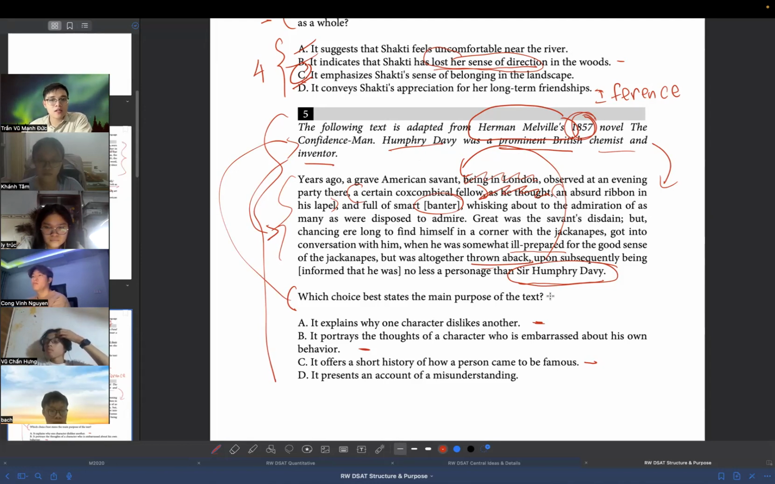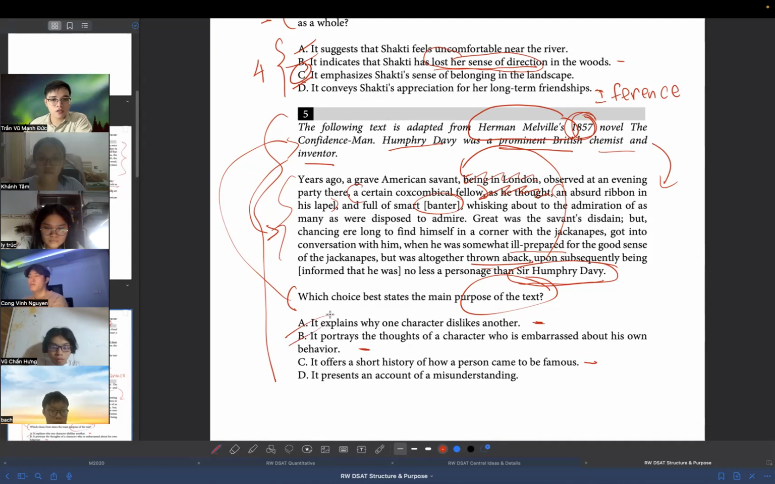A, the purpose of the text is not to explain why one character dislikes another, because this is talking about why the character is surprised. A is wrong. Next is B, it portrays the thoughts of a character who's embarrassed about his own behavior. This one doesn't mention anything about the main character's behavior, just the observation, what he sees, not what he feels or what he does. So B is wrong because it is not mentioned.